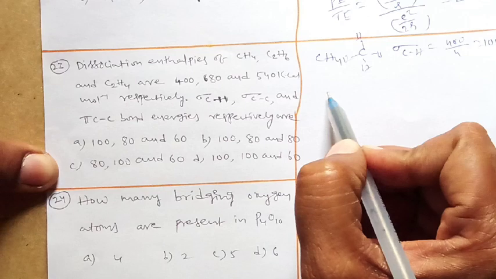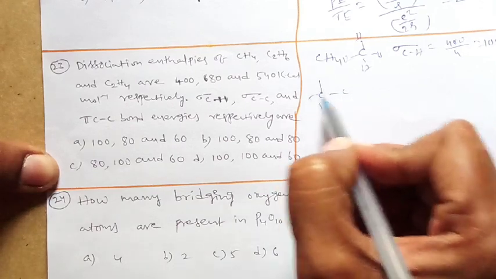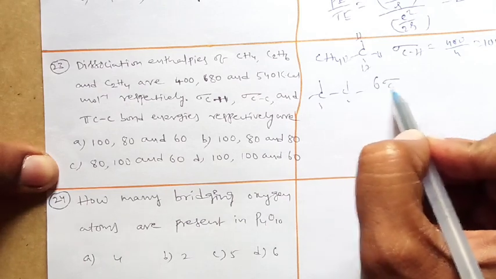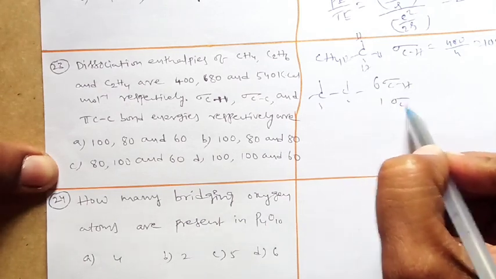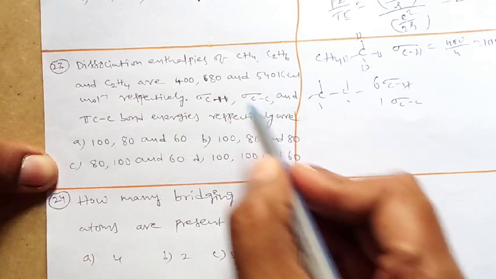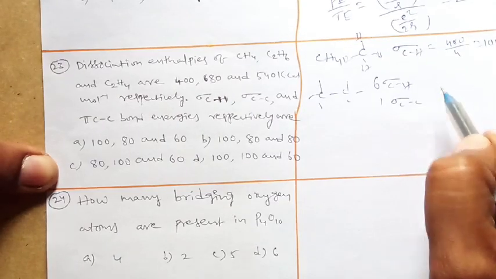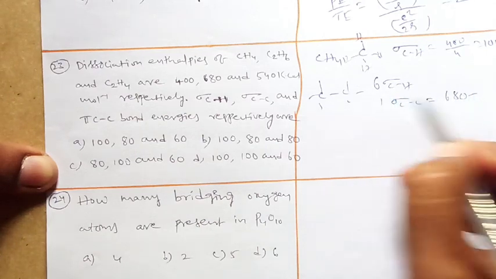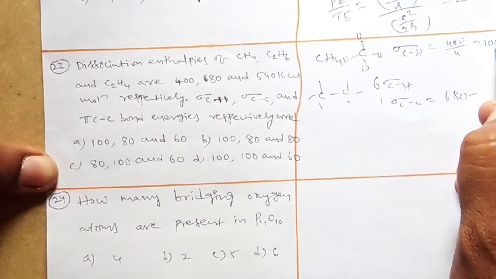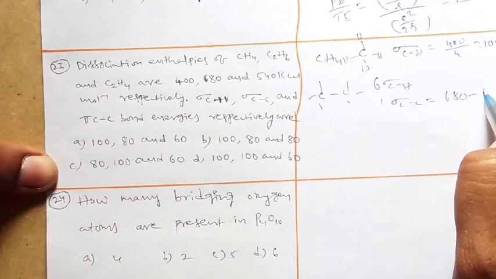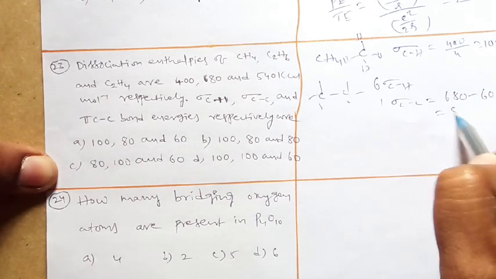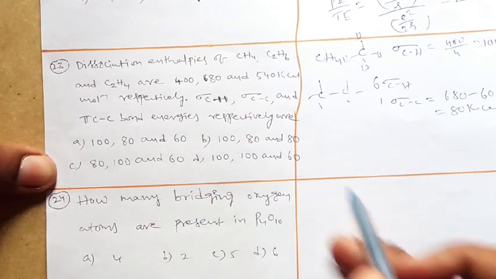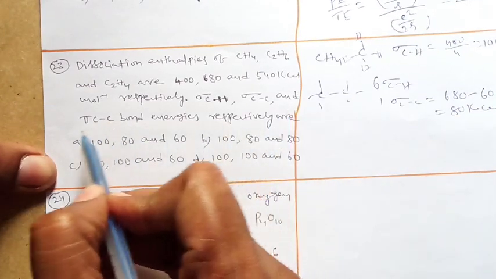Now look at the next, C2H6. This is the structure of C2H6. There are 6 C-H bonds and 1 C-C bond. Total energy given is 680. So sigma C-C equals 680 minus 6 C-H bonds, each C-H bond 100 as already found. That is 680 minus 600. What do you get? 80 kilocalorie per mole. Is it clear?